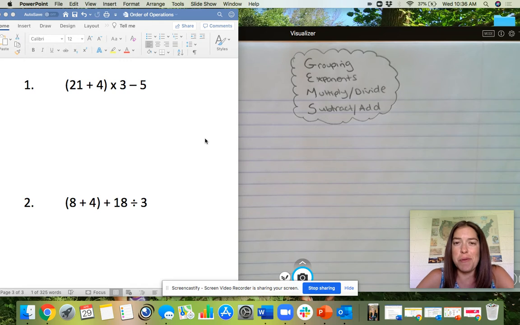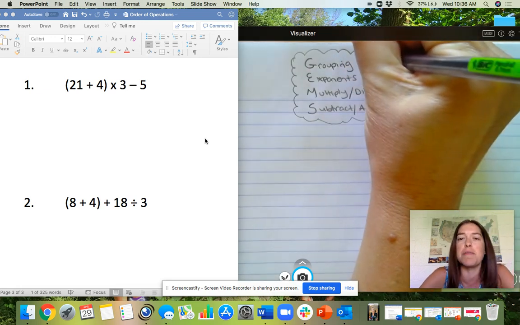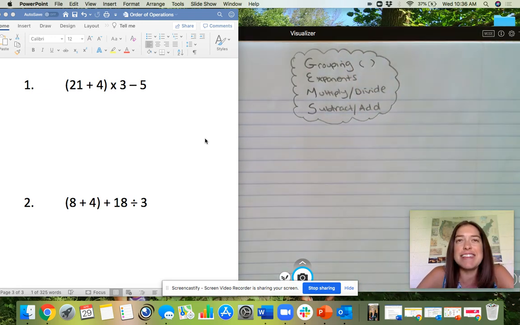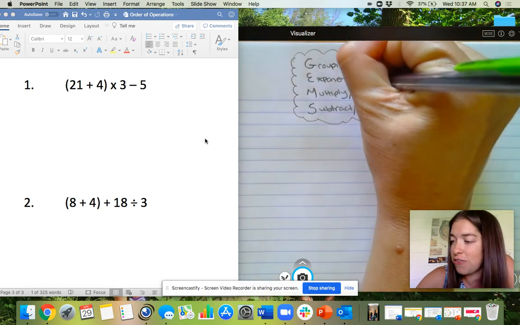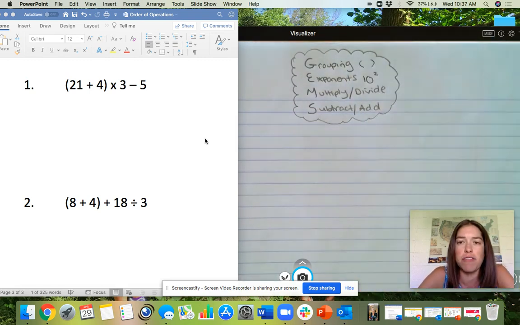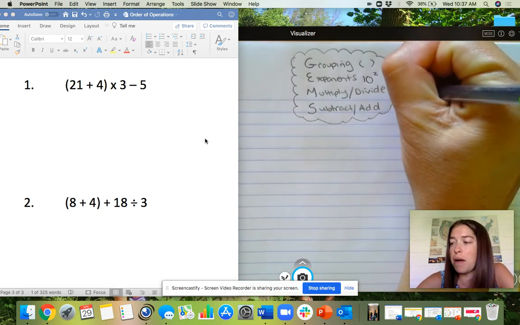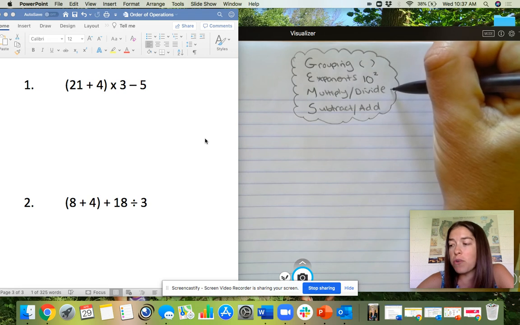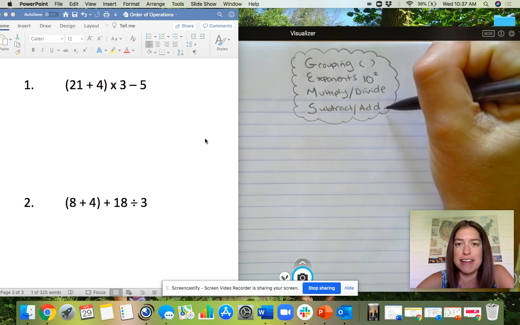All right, quick check. Let's see if we remember what every letter in GEMS stands for. The G stands for grouping. That's our parentheses or brackets. The E, we haven't seen this a ton in fifth grade. The E stands for exponents. That's if we have a number to the power of another number. We don't need to worry about this too much right now. I want you to know that that would come after grouping, but we're not going to see a ton of exponents. Next up is multiply and divide. So we have to make sure we're doing that multiplication and division before we're doing any S, subtraction and addition.